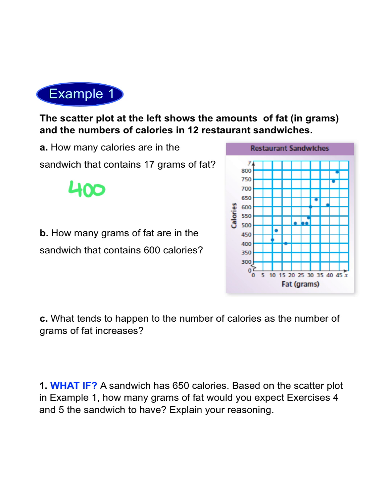Okay, how many grams of fat are in a sandwich that contains 600 calories? Well, now we're looking at our calories, so 600. And so if we look over here, we have this point right here, right at 600, and that's telling us that we have 30 grams of fat. Okay, so you're getting used to reading your scatter plots. What tends to happen to the number of calories as the number of grams of fat increase? So as the numbers go up here, notice that the numbers are going up here. So you would say that your calories is going up.